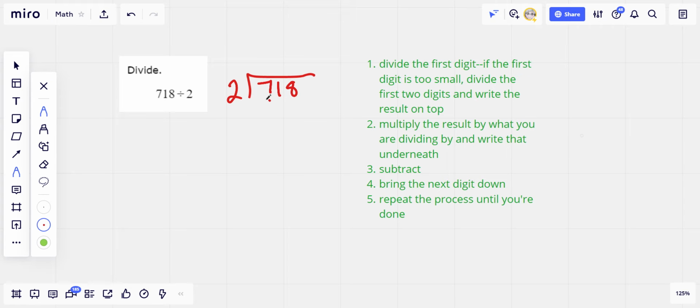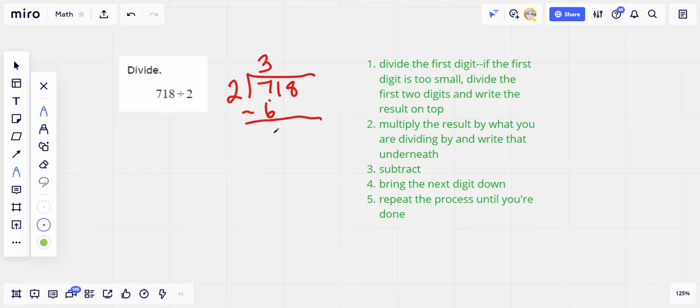Let's see, 2 times 3 is 6. 2 times 4 would be 8. That's too big, so I've got to go with the 3. So 7 divided by 2 is 3 and a little something left over, so put the 3 up here. So that's the division step. Then we multiply. 3 times 2 is 6. So division, multiplication, and then subtraction is our third step.